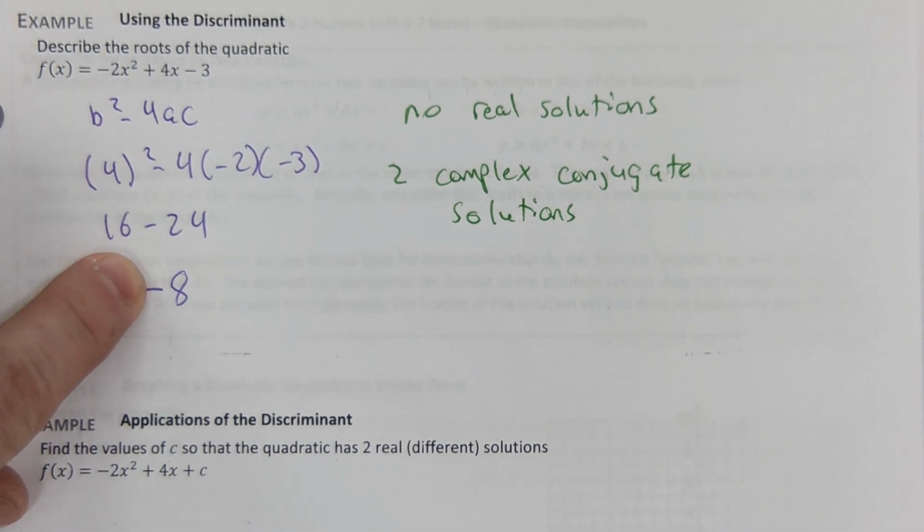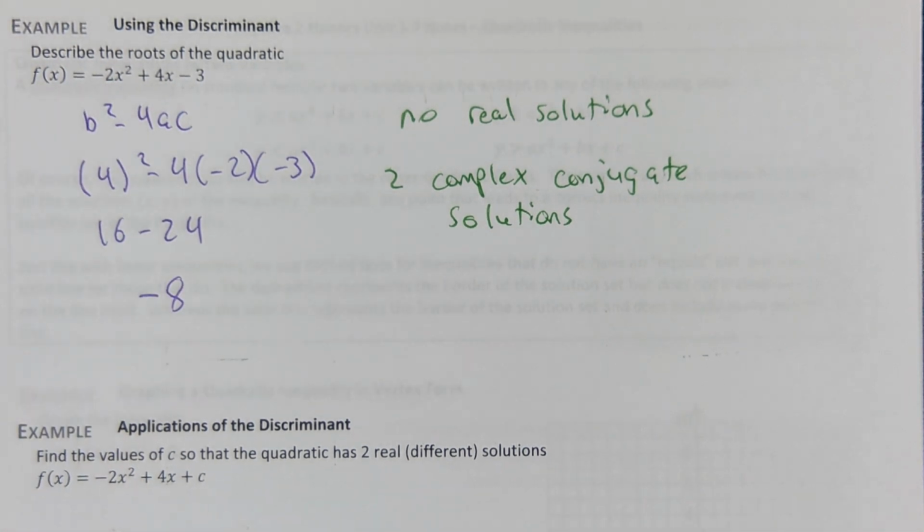Negative means you're trying to take the square root of a negative number in your quadratic formula, which gives you complex. There you go. So there'll be an i. Yep.